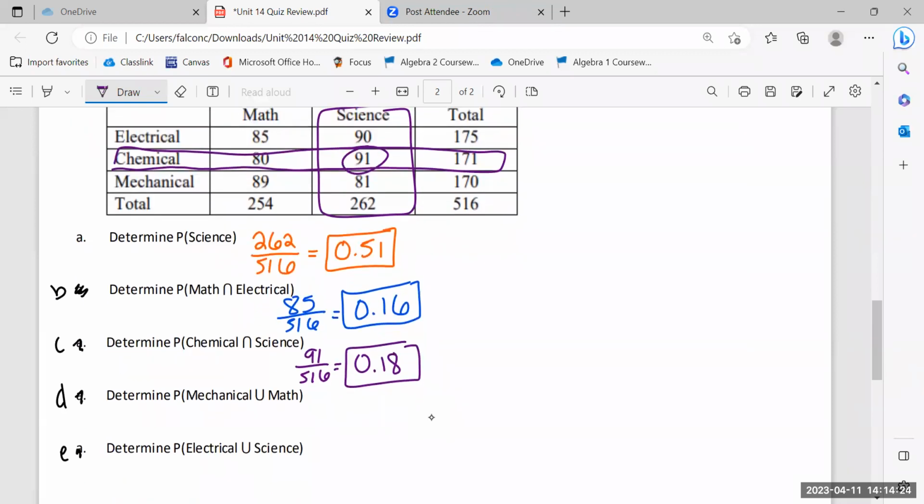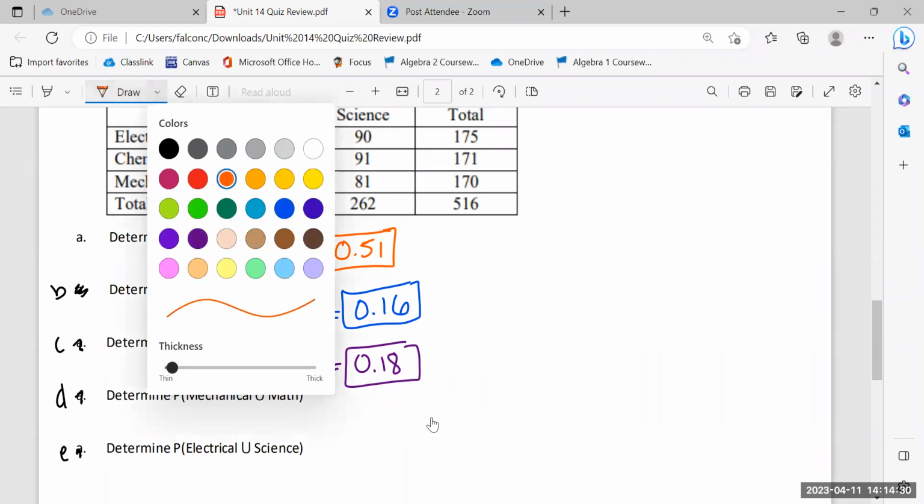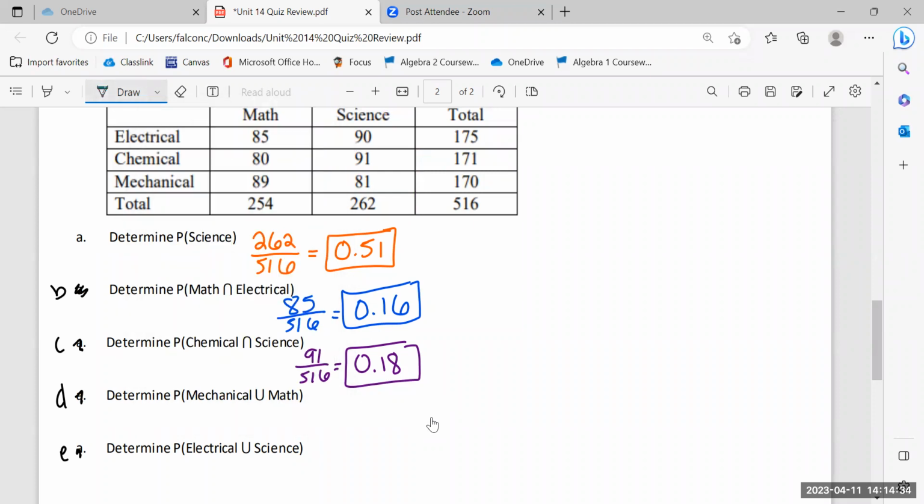All right, so the next two are or probabilities. So we're going to use the addition rule for these. So the next one says probability of mechanical or math. So that means we need to do probability of mechanical plus probability of math minus probability that they like mechanical and math.